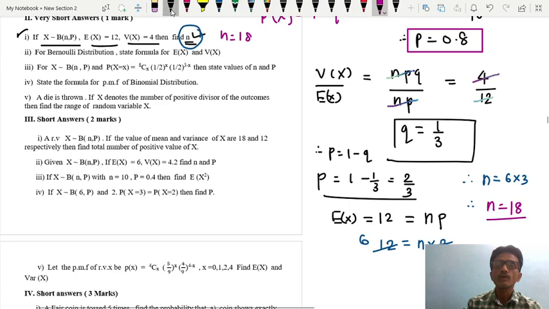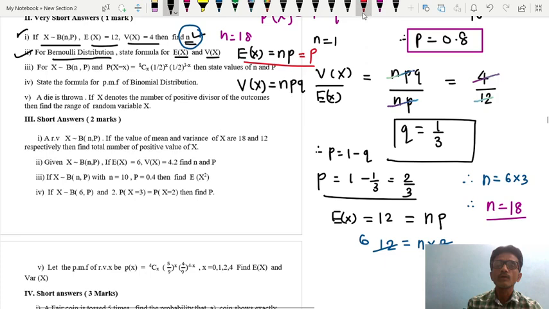Now next question, question number 12. For Bernoulli distribution, state the formula for Ex and Vx. So Ex is equal to what? Np. But N is equal to 1 over here. So as N is equal to 1, this is P only. So this is Ex. Then the formula for Vx. Vx is equal to npq.